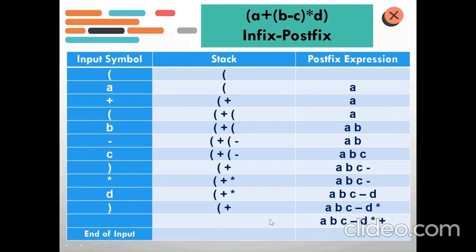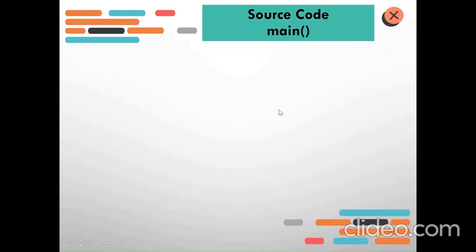Since that is not the case here, we have exhausted both the input array, or the infix array, and the stack contents as well. There is nothing on the stack. So the contents of the postfix array would be our final answer. That means ABC minus D asterisk and plus, right? So this is our answer. This would be the postfix expression of this infix expression.